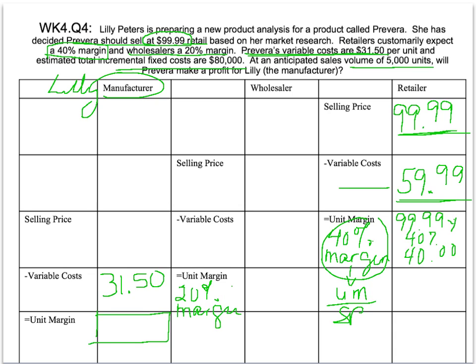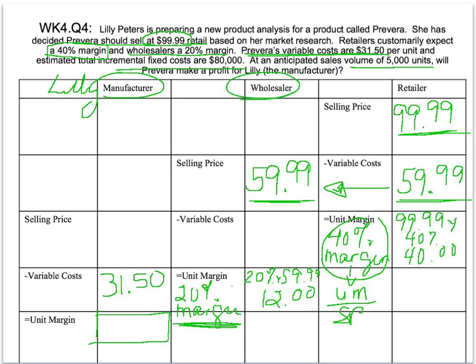Well, you know that the retailer's variable costs are always the guy in the chain before them. It's their selling price. So with a wholesaler selling price of $59.99, we know that they take a 20% margin. So 20% of $59.99 is $12. Working your way back up then, for the math to work, variable costs at the wholesaler level have to be $47.99. We transfer those over.